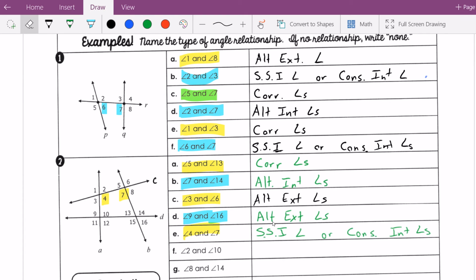Moving on to F, we've got 2 and 10. So 2 and 10, 10 here, 2 here, they're both on line A. Line A has it where 2 is on the top right, 10's on the top right. Since they're in the same position, they are corresponding.